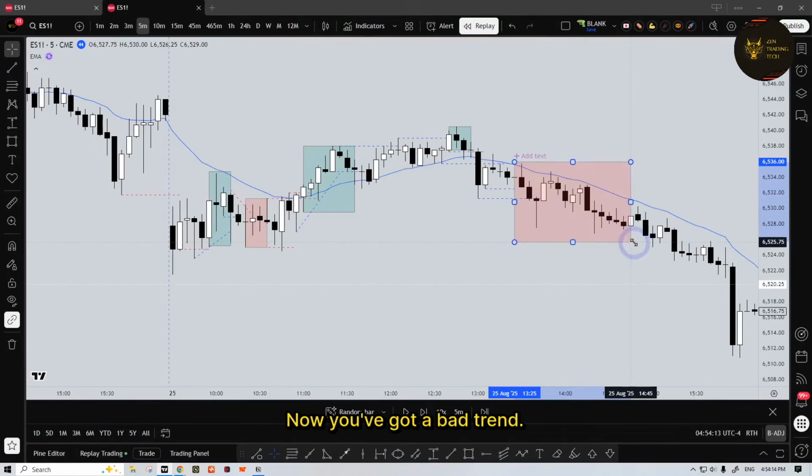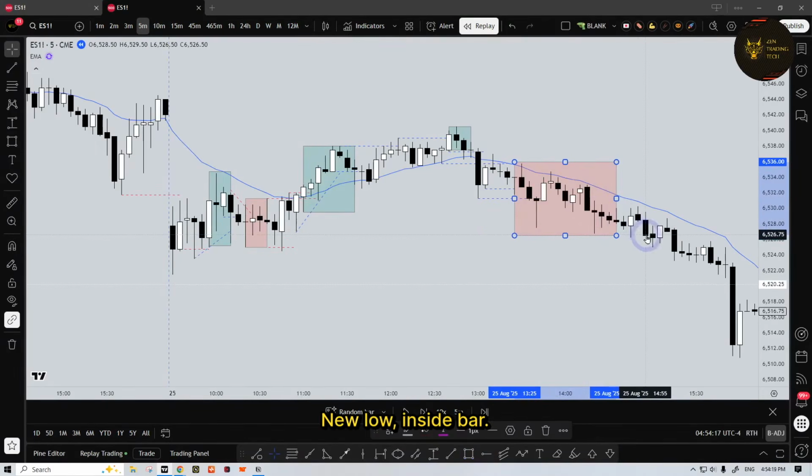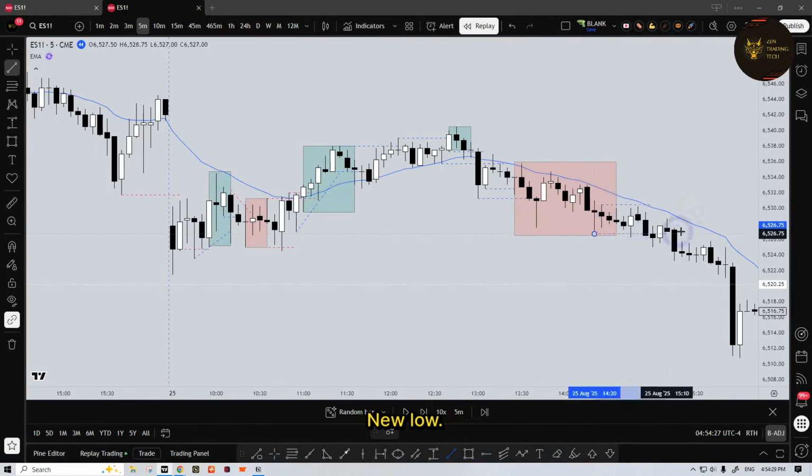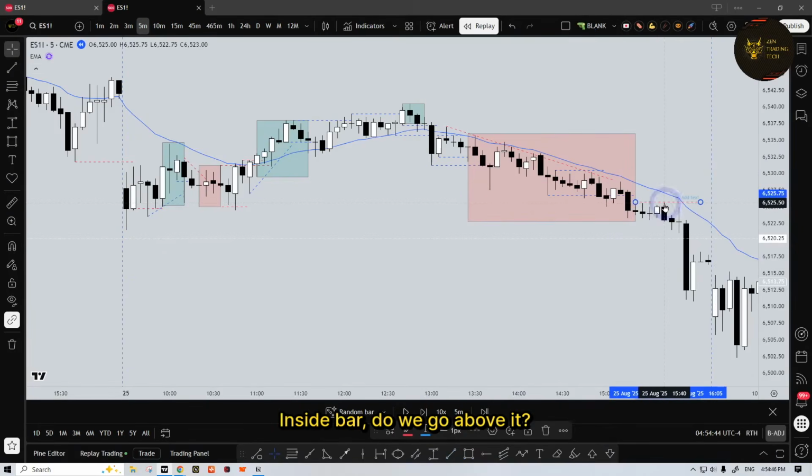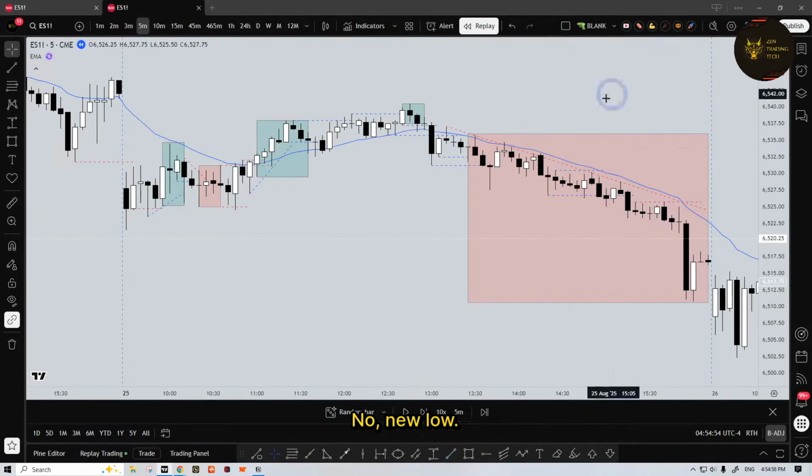Now you've got a bear trend. New low, inside bar, new low. Did we go above it? New low, inside bar. Do we go above it? No, new low. And there's your bear trend.